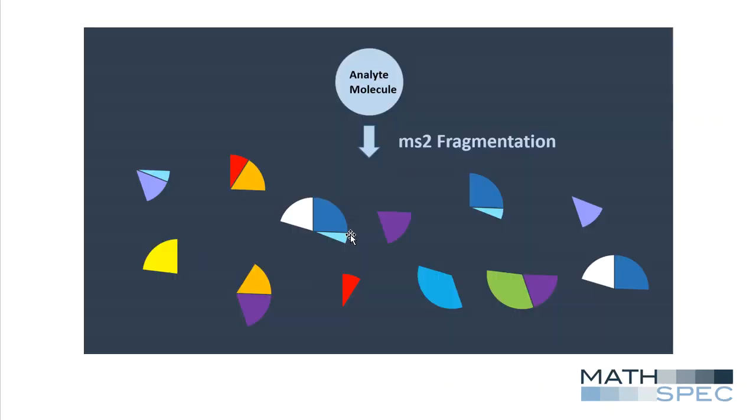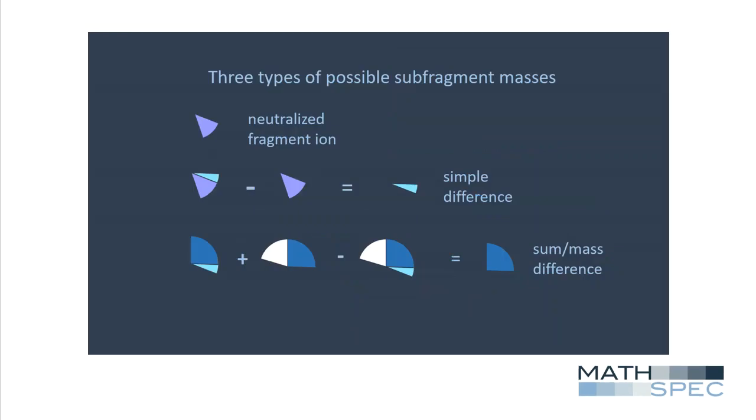Some of these fragment ions could be viewed as being composed of smaller subfragments, if you will. And we'd like to know the masses of these possible subfragments. So we can use neutralized fragment ions, simple differences between fragment ions or between a precursor ion and fragment ions, and some mass differences. Those are basically the three types of possible subfragment masses.